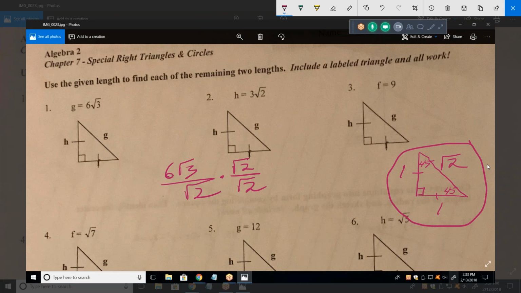In other words, what I'm doing when I multiply it by this is multiplying it by the number 1. Well, you can multiply any fraction by the number 1 without changing its value. And now that becomes 6 root 6 over 2, which becomes 3 root 6. So this side is 3 root 6, and this side is the same thing, so it has to be 3 root 6 also. That's if G were 6 root 3.